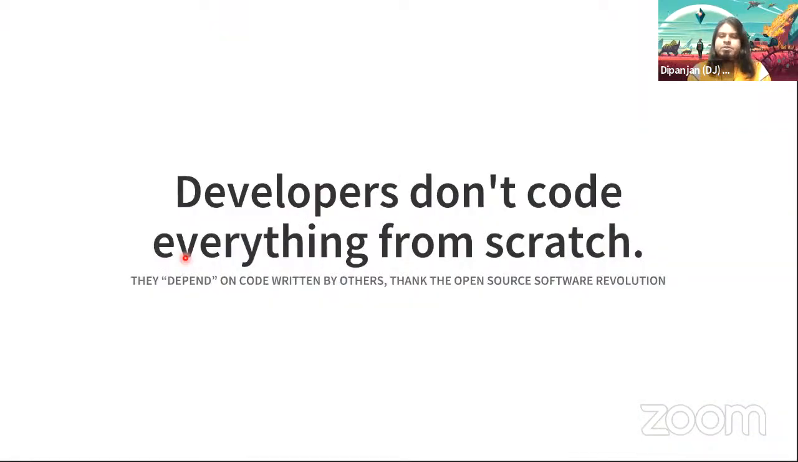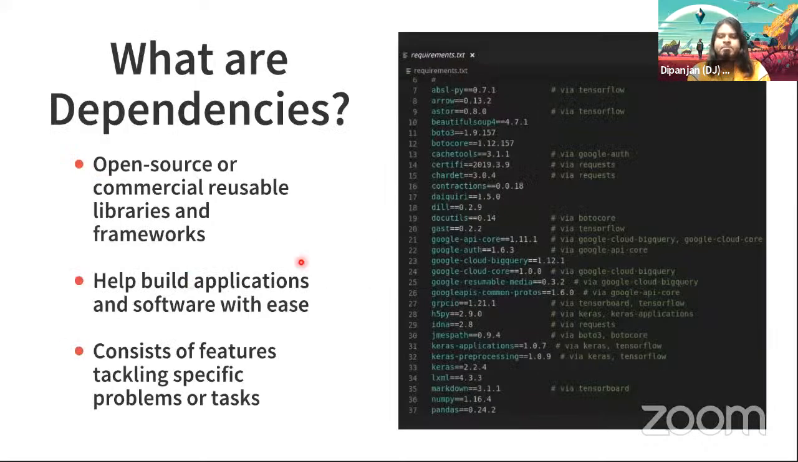Developers don't code everything from scratch. They use a lot of code written by others, which are the third-party libraries like TensorFlow, PyTorch. These are all third-party libraries. So these are known as dependencies, open source libraries and frameworks, which we use. As you can see here, like Keras, TensorFlow, NumPy, Pandas, all of these are libraries which are used in different applications for machine learning and deep learning.